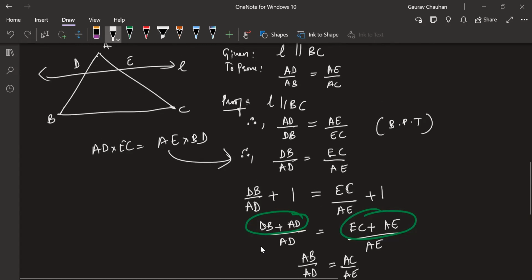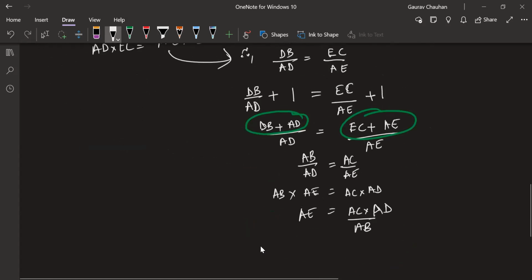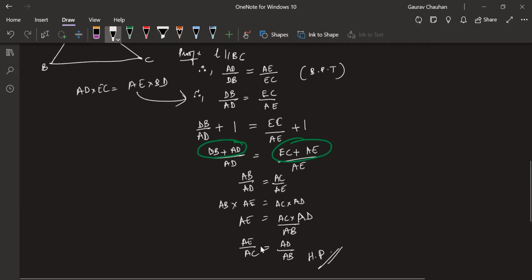And then what should I take to the denominator on the left side? AD by AB I want on one side. So AC I should take other side. So I'll get AE by AC is equal to AD by AB. Hence proved. Are we good with this? It's a simple one-step proof, guys.